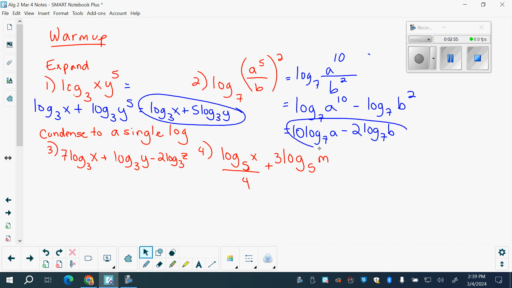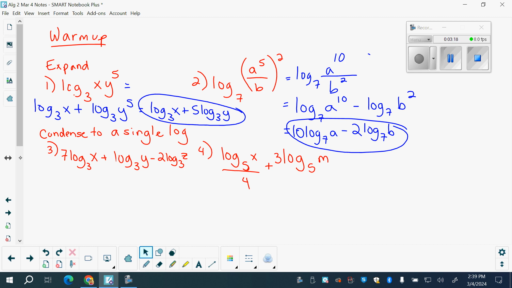Could I switch the order on this one? That's because it's subtraction. Subtraction, you can't switch that order. The order would change it. How could I switch the order of those two parts on number 1? Could I change it on number 1? Yeah, because it's addition. Okay.